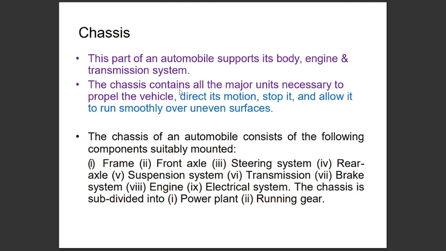The chassis contains all the major units necessary to propel the vehicle, direct its motion, stop it and allow it to run smoothly over uneven surface. The chassis of an automobile consists of the following components suitably mounted: frame, front axle, steering system, rear axle, suspension system, transmission system, brake system, engine, electrical system. The chassis is subdivided into power plant and running gear.